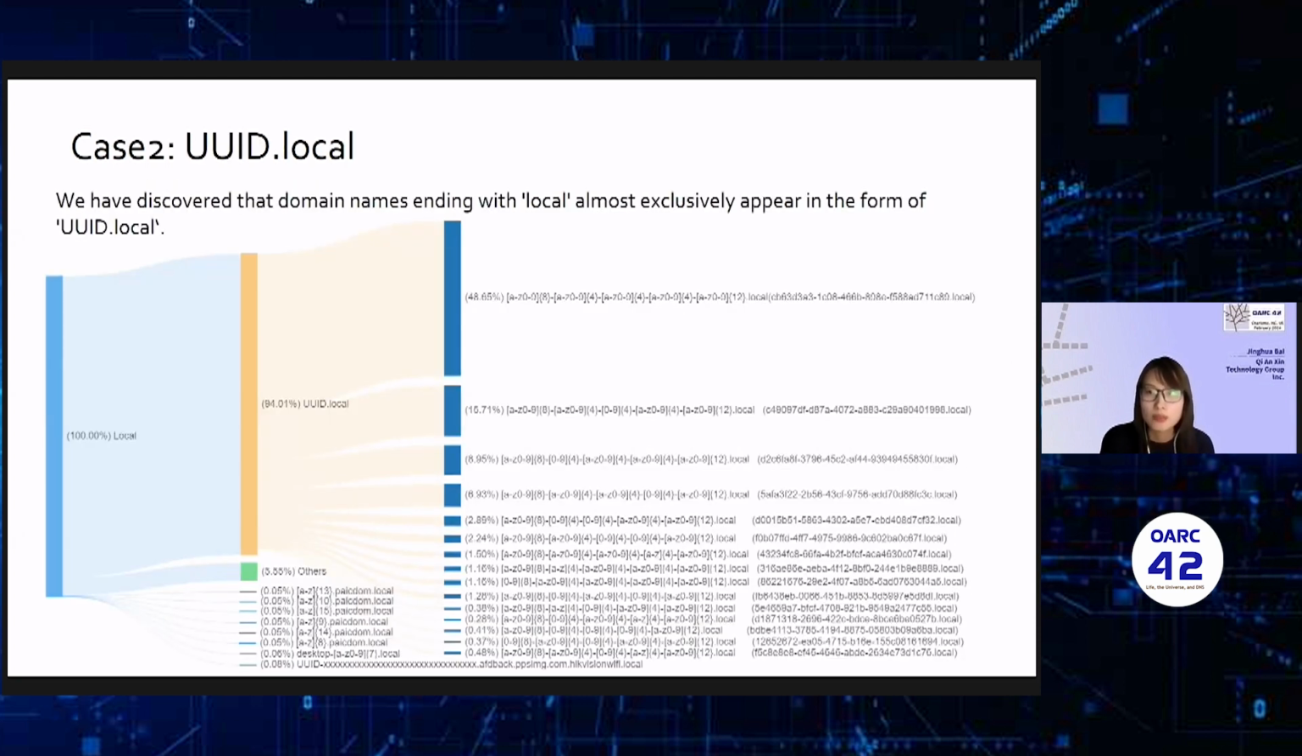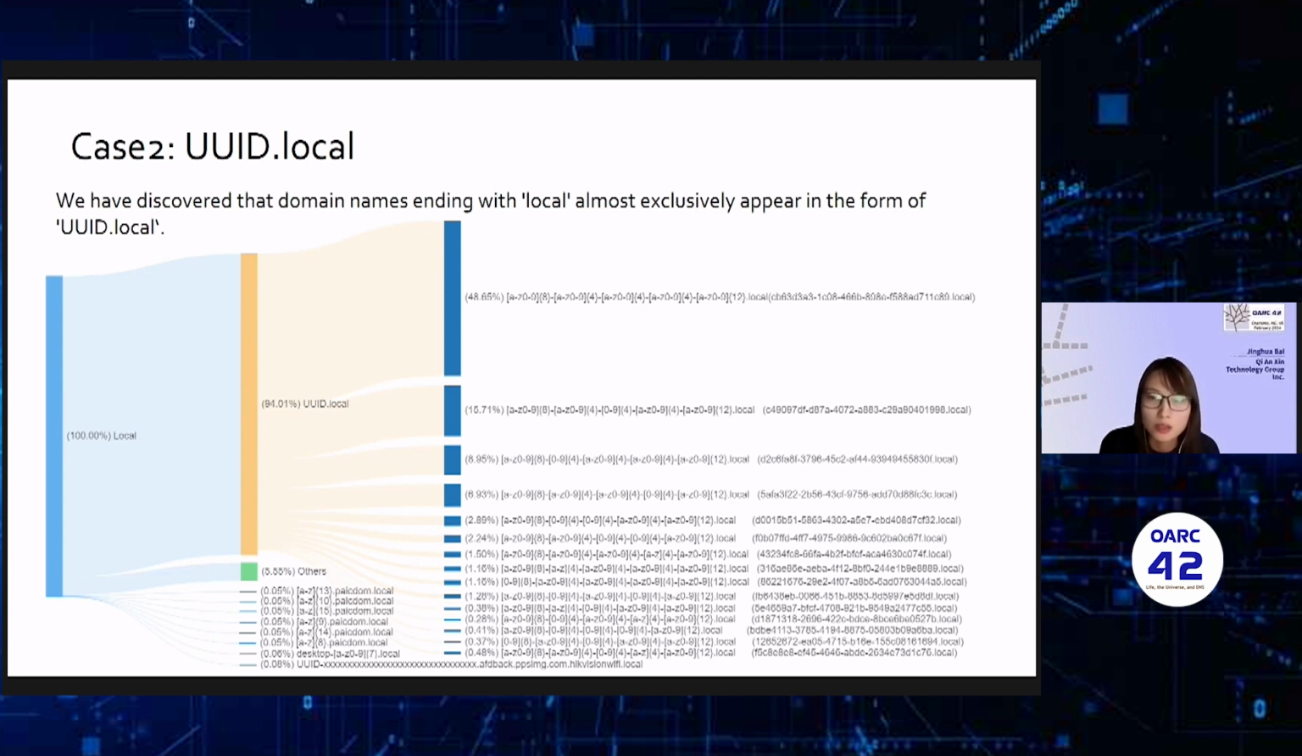Local is the special reserved name used in multicast DNS environments, which is different from the usage of public DNS. Let's look at its links to the public DNS. This diagram shows the distribution of all domains with top-level domain local in our recursive resolver. The first layer of the graph shows all domain names with the suffix local. The second layer shows the percentage of these domain names in different patterns, and the third layer shows the percentage of sub-patterns and their example domain names.